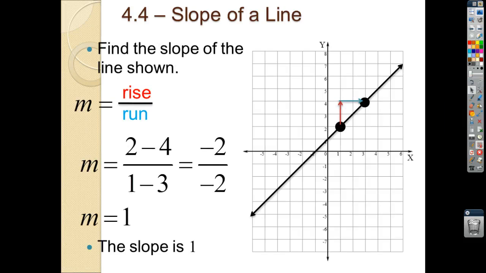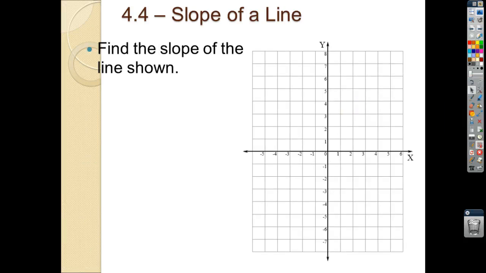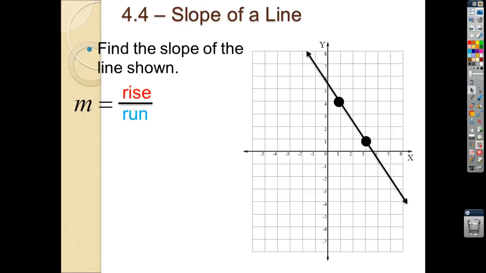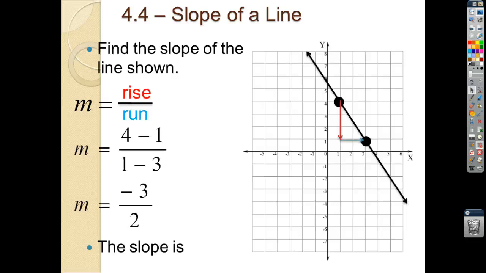Oh, so yeah, the slope is 1. That's another way you might see it. Okay? Why don't you go ahead and calculate the slope of the line here. Okay, I see a point there. It looks like (1, 4). There's another one there at (3, 1). Down 3, right 2, negative 3 over 2.